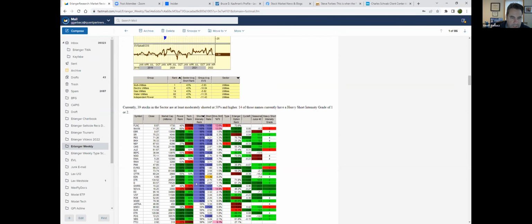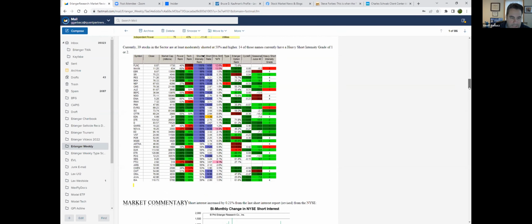Fair number of names that are heavily shorted. So we've got a lot of short squeezes still here. Watch and see how that plays out.